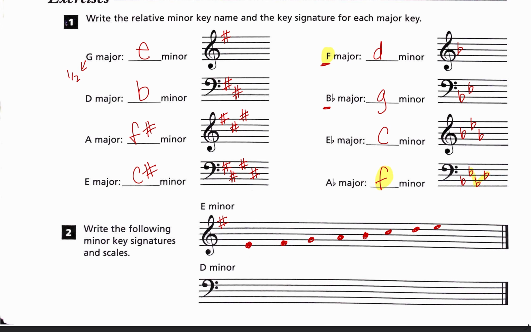Now for D minor, we already have that here. We see that it has 1 flat, so we're going to draw our 1 flat. And then we're going to start on D. We're in the bass clef. D, E, F, G, A, B flat because of the key signature, C, and D. That's it, all done. Okay, go ahead and take your picture and submit it to Canvas.